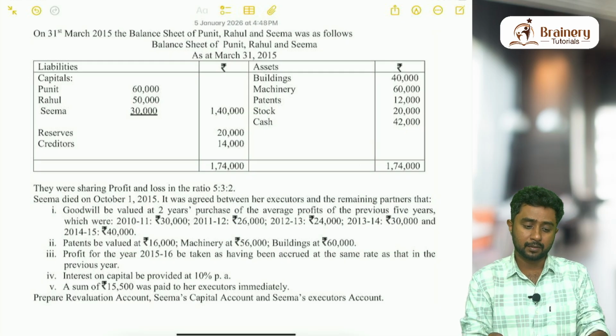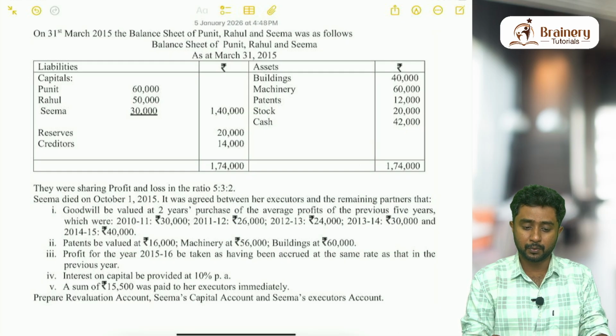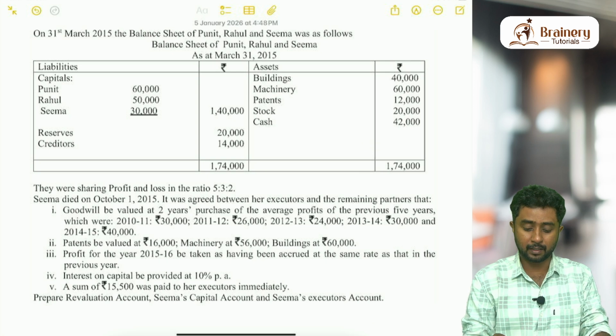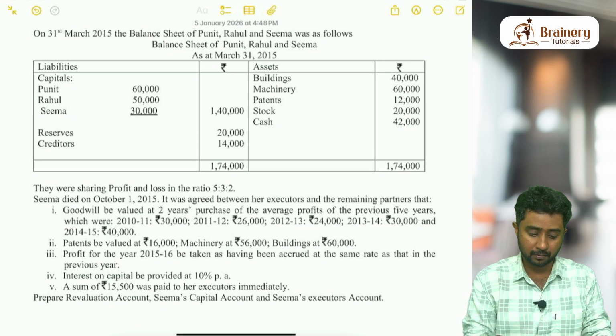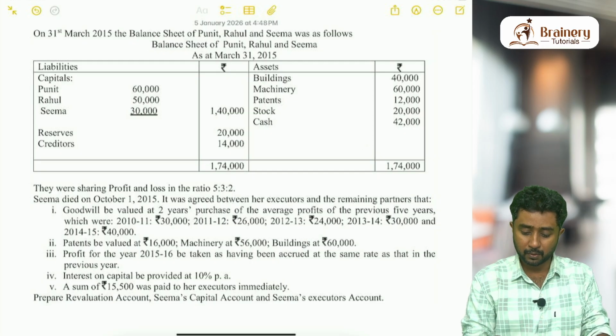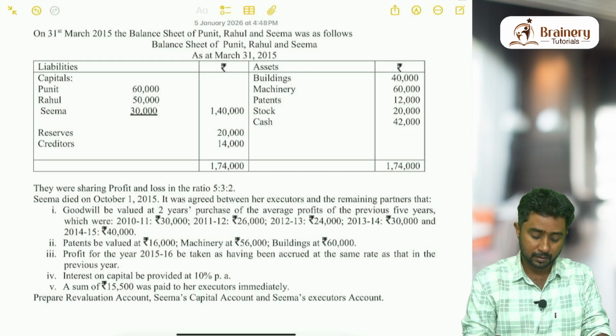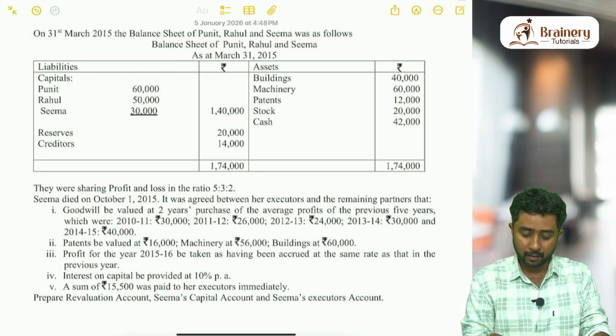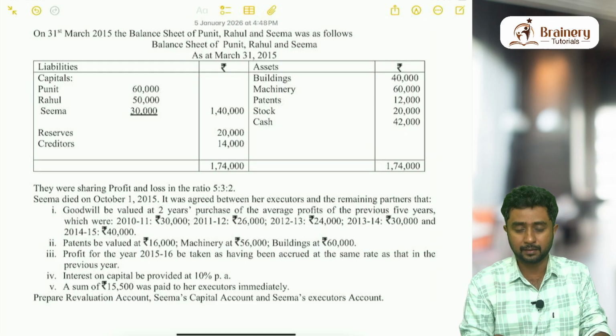As you can see here, on 31st March 2015, the balance sheet of Puneet, Rahul and Seema was as follows. Capital, balance sheet, everything is given. They were sharing profits and losses in the ratio 5:3:2. Profit sharing ratio is given. Seema died on October 1, 2015. It was agreed between her executors and the remaining partners that first adjustment, goodwill be valued at 2 years purchase of the average profits of the previous 5 years, which again are given. Patents be valued at 16,000, machinery at 56,000, buildings at 60,000.